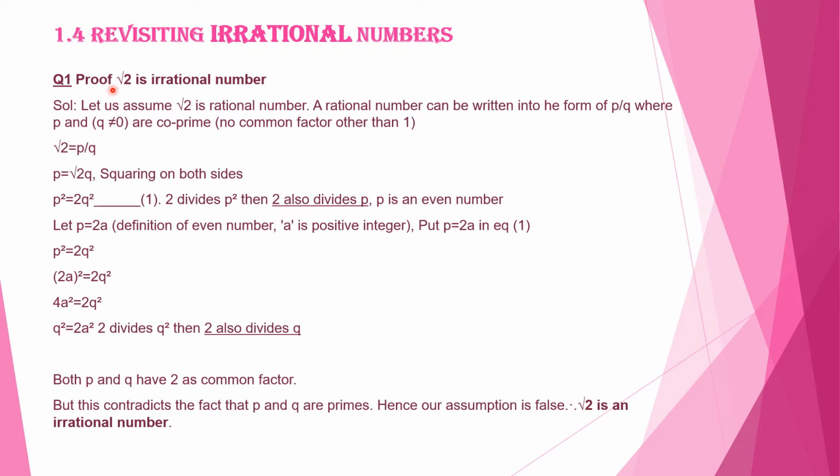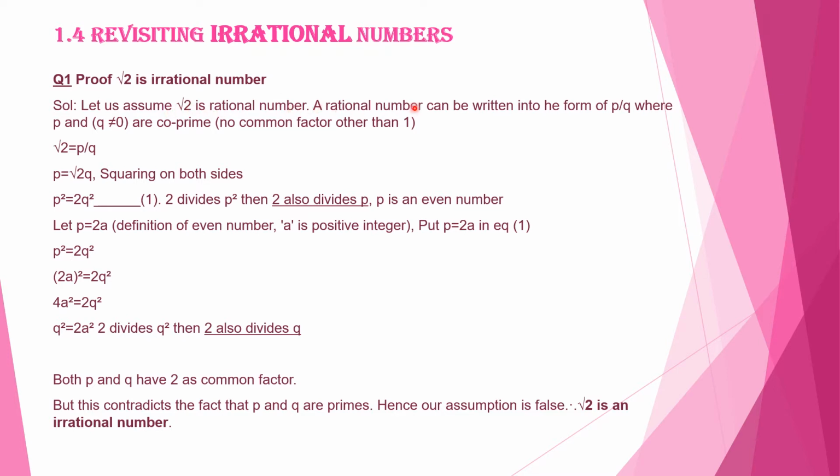Question number 1. Prove root 2 is an irrational number. Similarly, we are going to have a couple more questions in this pattern: root 2, root 3, root 5. We will look into those in the upcoming slides. Let's first understand the first question carefully, then the next questions will become quite easy for you. To prove this theorem, we will think of it the other way around. The question is to prove root 2 is an irrational number. So let's assume root 2 is a rational number.